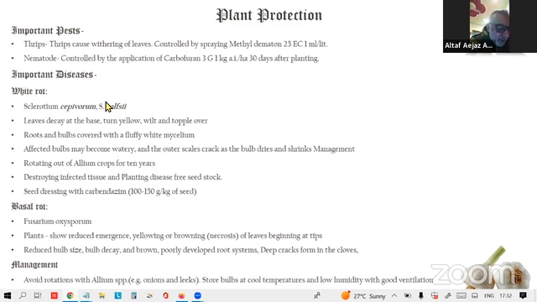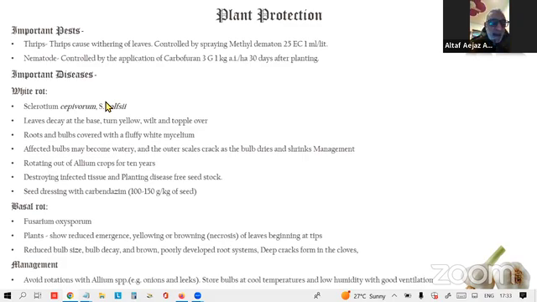Next is basal rot, Fusarium oxysporum. Plants show reduced emergence, yellowing and browning. Management: avoid rotation with allium species, onion or leek. Store bulbs at cool temperature and low humidity with good ventilation, and avoid storing damaged bulbs. These are the plant protection measures which are necessarily to be taken in order to reach these exports.